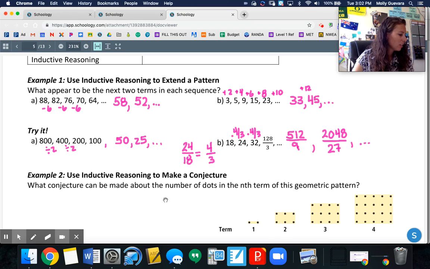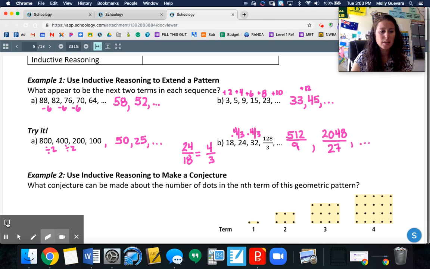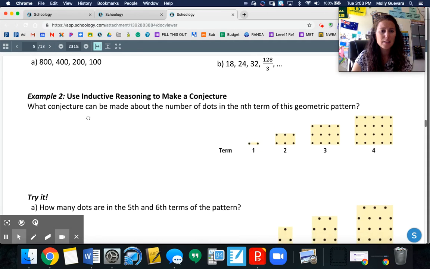For example 2, we're going to use inductive reasoning to make a conjecture. Remember, a conjecture is an unproven statement. So we're going to use inductive reasoning to see if we can come up with a rule to help us find other patterns. So let's get rid of that, and let's look at example 2 here.